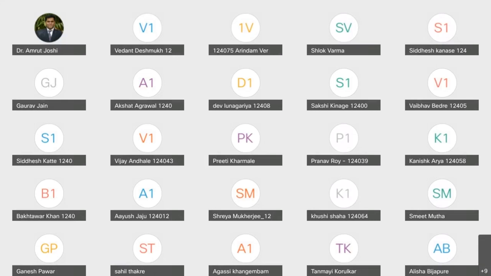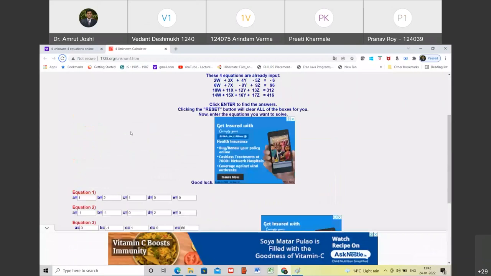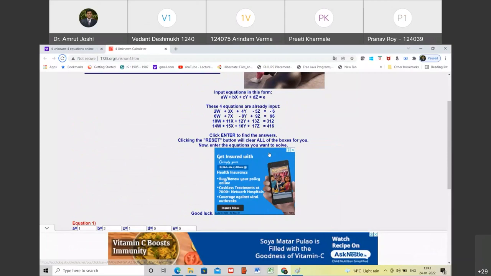You can just go, just give me a second. I hope my screen is visible. Yes. So you can just search on the internet that you have to solve 4 equations with 4 unknowns. There are many solvers. Out of that, you can choose any one.